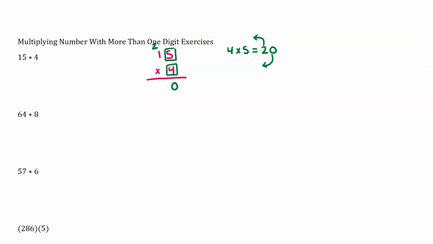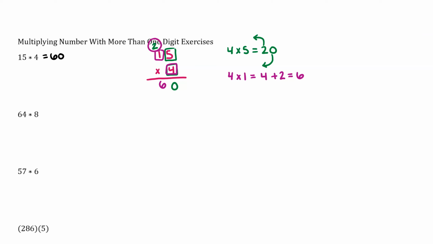Then we'll do the multiplication again. 4 times 1 equals 4. And then we have to carry this 2 down, so we're going to add the 2 to make 6. So the next digit is 6. What that means is 15 times 4 equals 60.